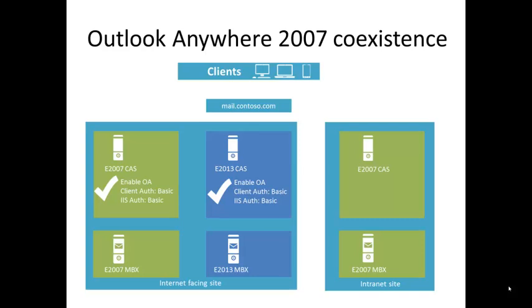Outlook Anywhere 2007. The client will hit the Exchange 2013 client access server, will authenticate, and in this case the request will be proxied to the 2007 client access server, and from there it will retrieve the data from the Mailbox server. If we are located in another Active Directory site, again the request will be proxied and then retrieved from the appropriate Mailbox server. So you see, all clients, all protocols behave in a different manner.